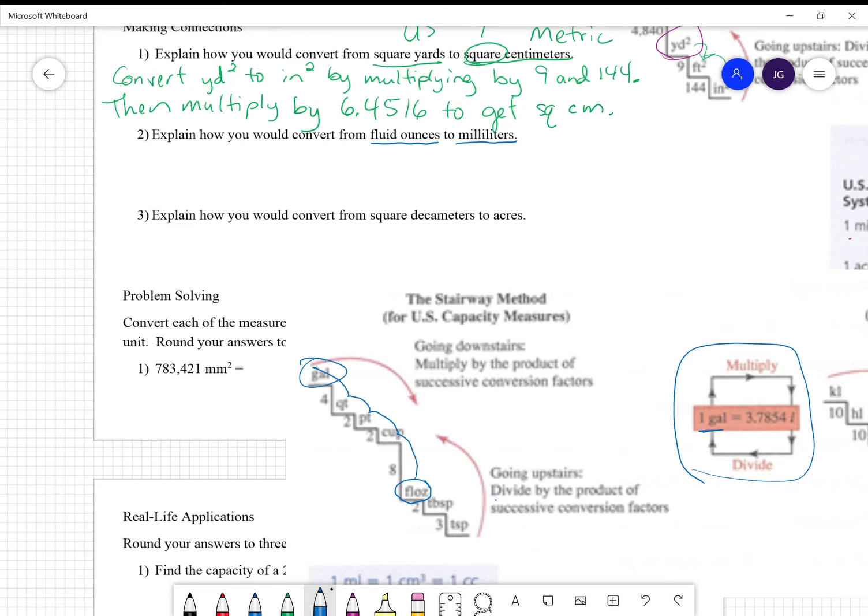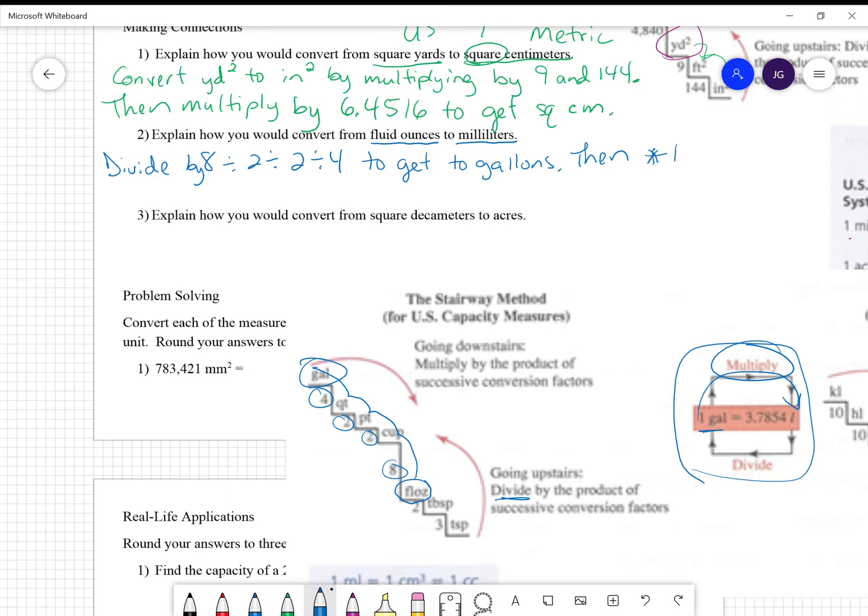So I'm going to have to divide by 8, 2, 2, and 4. Divide by 8, 2, 2, 4. Oh wait, let me write this out a little clearer. To get to gallons, then I'm at gallons, and I want to go to liters. So I'm going to multiply by 3.7854 to get to liters.